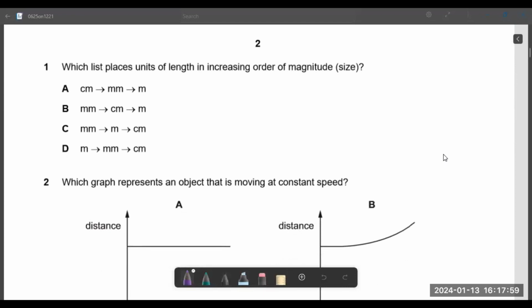First question is, which list places units of length in increasing order of magnitude? So here centimeter is given, mm is given and meter is given. In this, the least one is millimeter, next it is centimeter, and next it will be meter. So the right choice is B here.